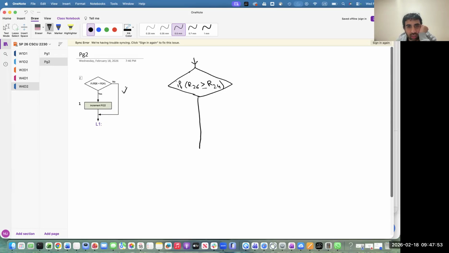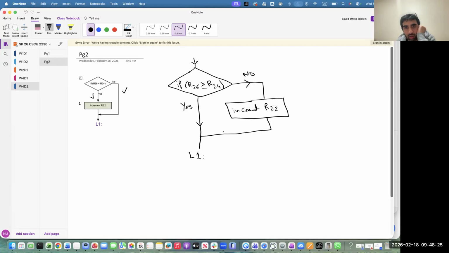I need to follow this path, right? So in this redrawn figure, it is the yes path when the condition is true, right? So simply go to label L1. And if R26 is not greater than or equal to R24, then do what? No, which is the yes path in the original figure. So what I need to do here is simply increment R22, right? And then go to L1, right?